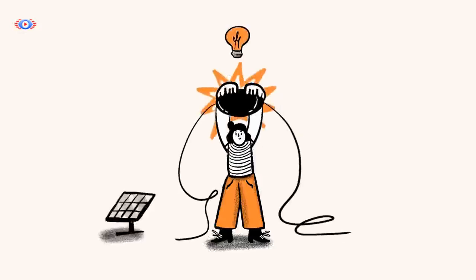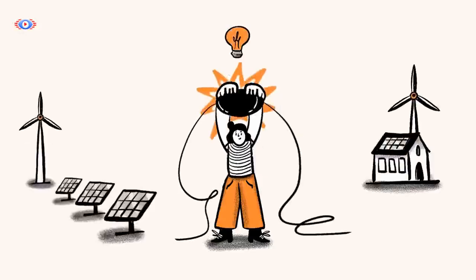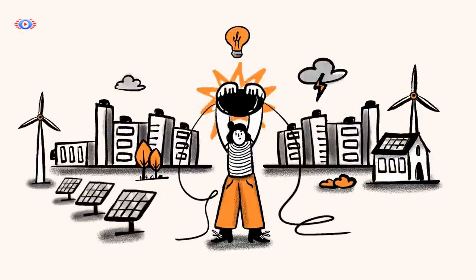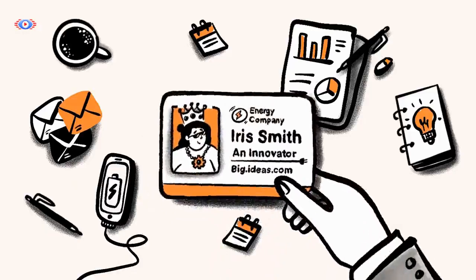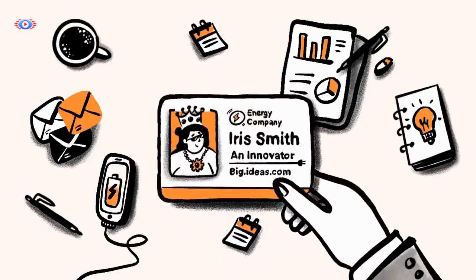This is Iris. She's kind of an important person at a fairly well-known energy company that specializes in power transmission. You see, Iris is a big idea kind of person. She's an innovator. It even says so on her business card.